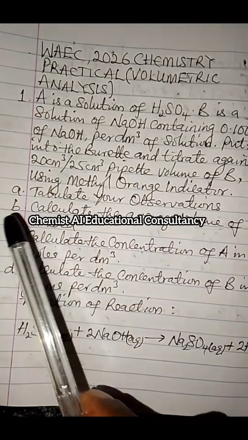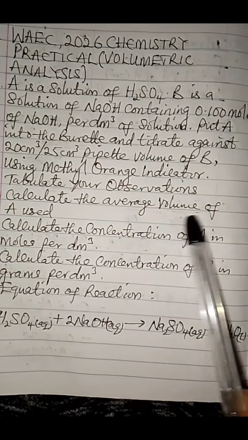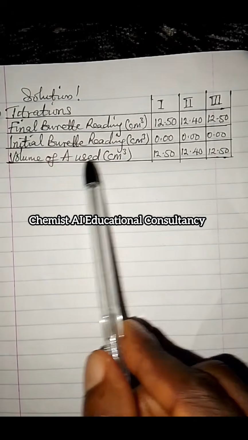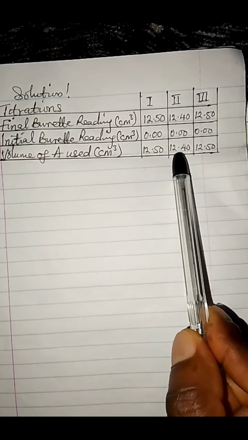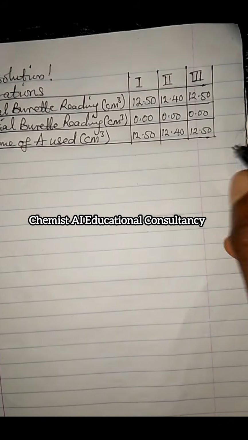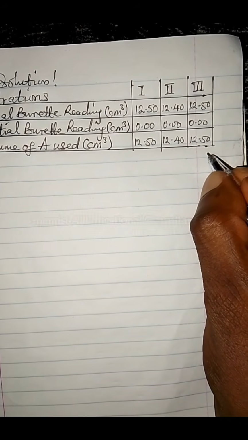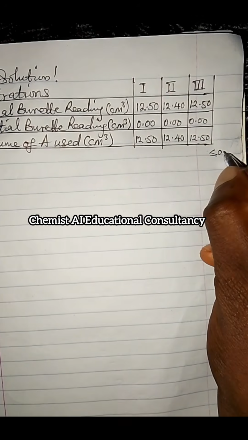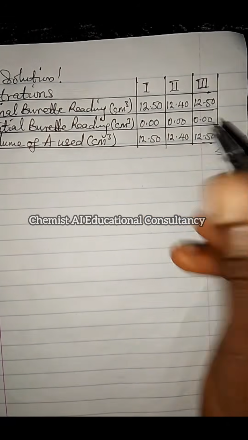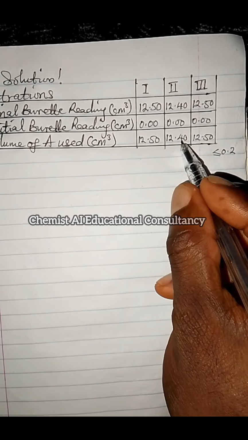Now the B question says calculate the average volume of A used. It is just the average of volume of A used. That is this last row, 12.50 plus 12.40 plus 12.50 divided by 3. But before you divide by 3, the numbers you are using must be close, that the difference must be less than or equal to 0.2. And if you check, you see that the difference is even less than 0.2. The difference between 12.5 and 12.4 is 0.1. Difference between 12.5 and 12.5 is 0. So you are in order.